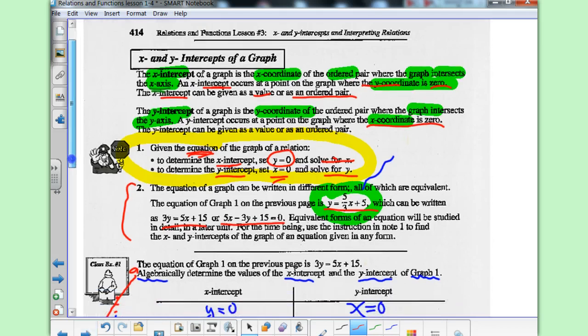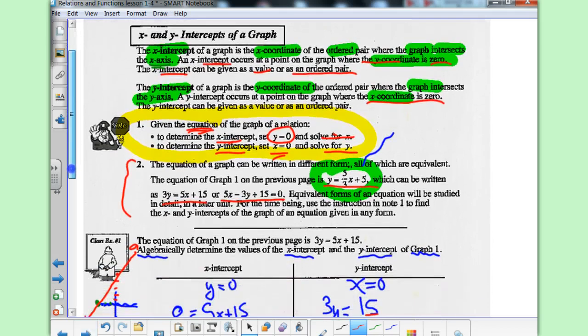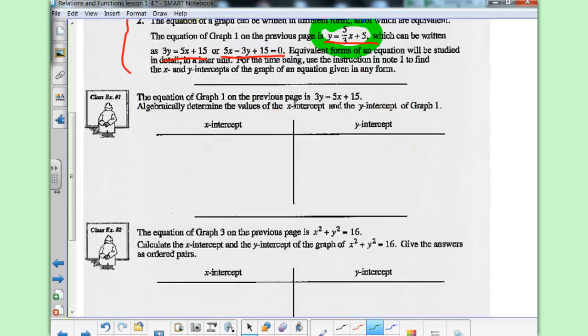So in this question here, how are we going to solve this? The key to this is that I know and I understand that an x-intercept is on the x-axis. That means that y equals 0. So if somebody gives me an equation, I simply say, okay, if y equals 0, therefore, I'll have 3 times 0 is equal to 5x plus 15.